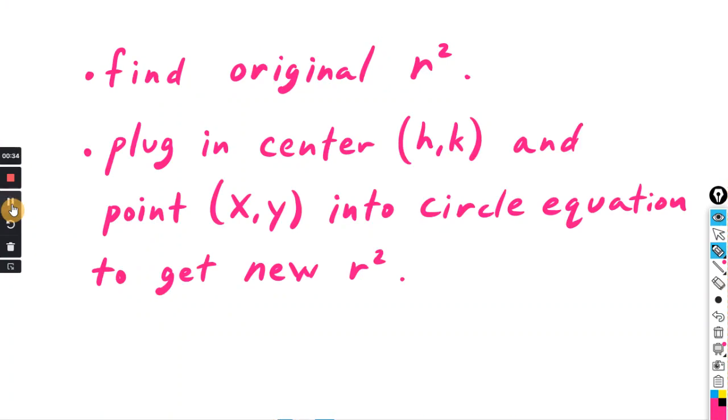All right, so there's going to be basically 3 steps for these problems. I'll write the 3rd step in a minute. But you want to find the original r squared. They're going to give you r, the radius, in the problem. And then you want to plug in the center, which is h comma k, and the new point, x comma y, into the circle equation to get the new r squared. I just gave you the circle equation previously.